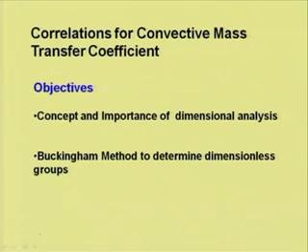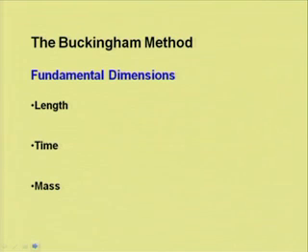Now, the correlations for convective mass transfer coefficients. So, what are the objectives for this? It is to explain the concept and importance of dimensional analysis for the experimental data and to obtain useful correlations, and how to use the Buckingham method to determine the dimensionless groups involved for a particular system. Correlations are required particularly for mass transfer in turbulent flow, where the mass transfer coefficient calculation is not easy from theoretical considerations.